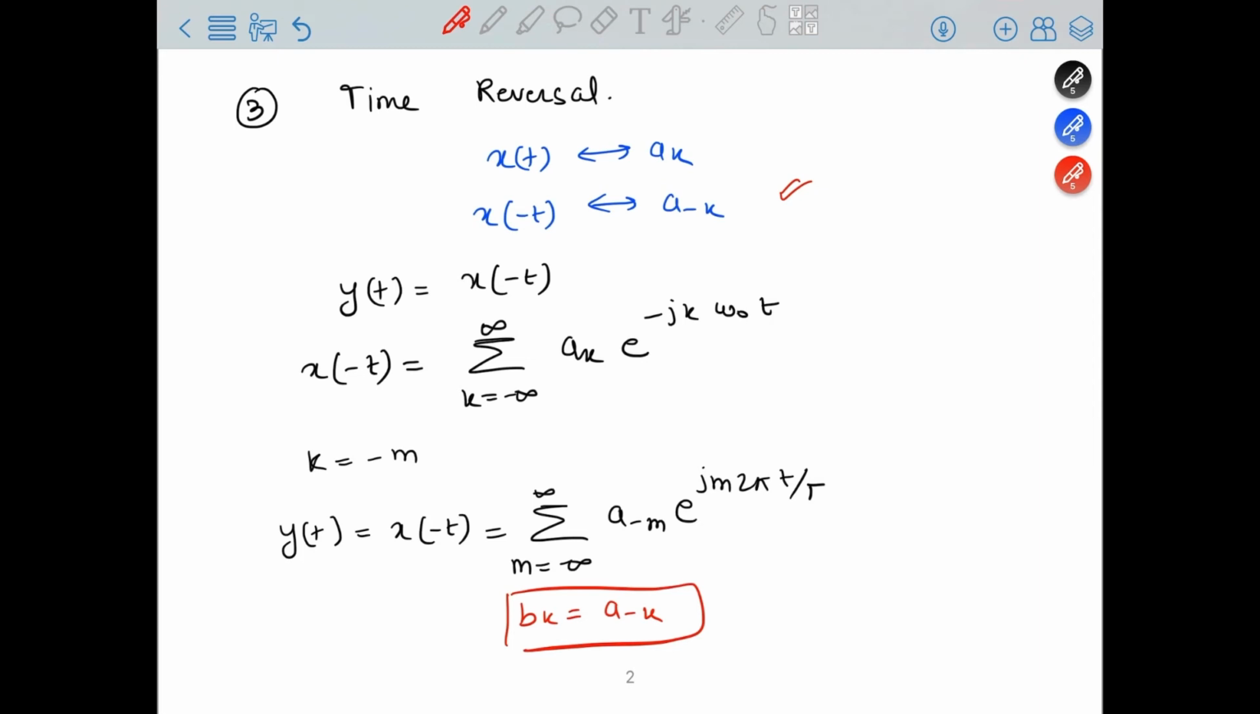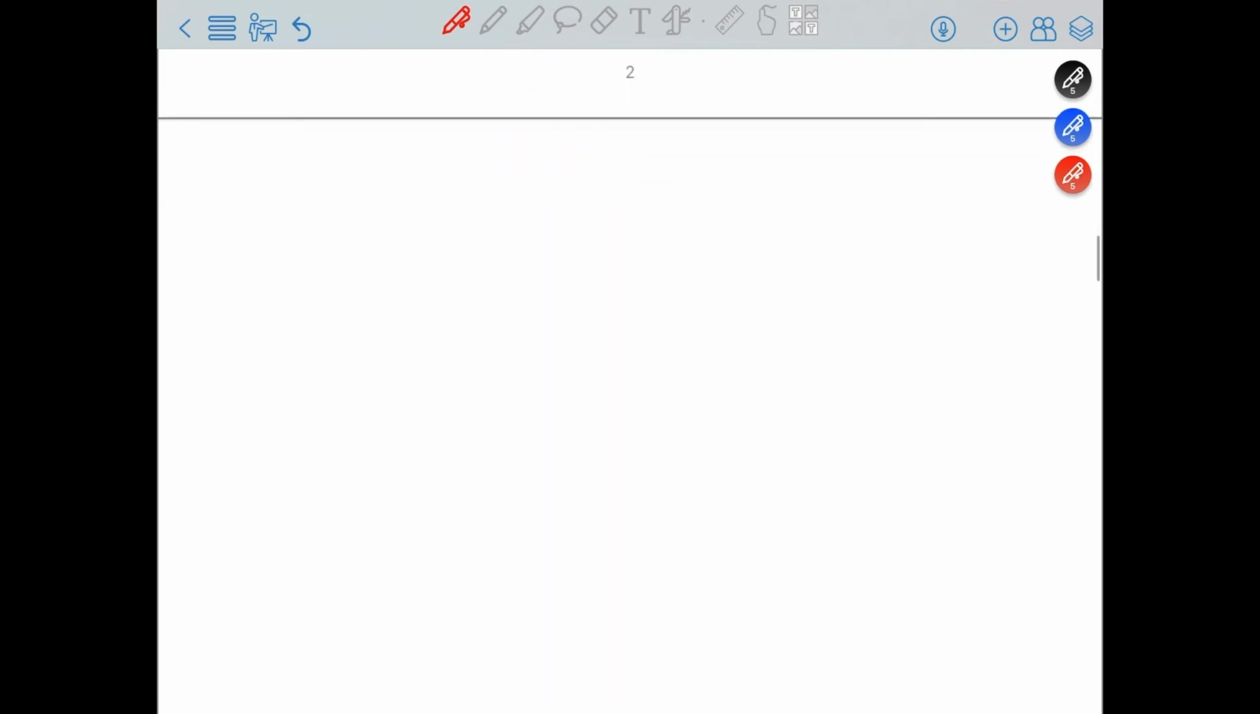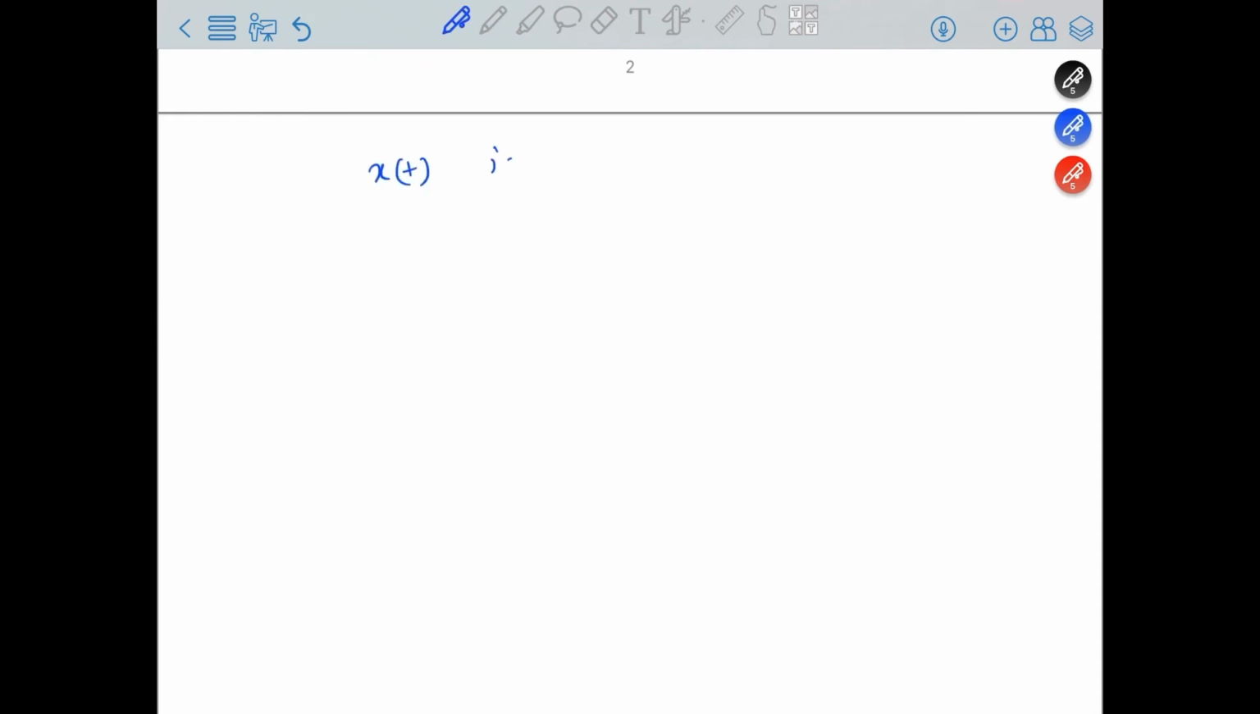Next, we will discuss the property of symmetry. Here is one interesting property: if x t is an even function, this implies that x of minus t will be equal to x of t, then the Fourier series coefficients will also be even.